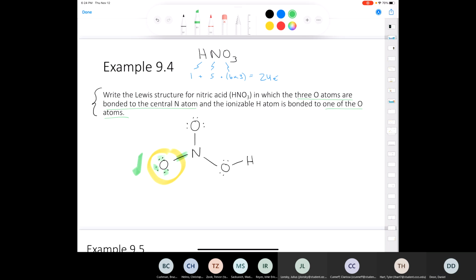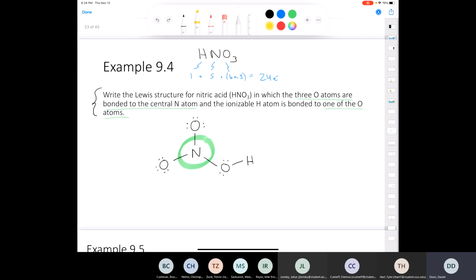It's good. What about this oxygen? It's surrounded by 1, 2, 3, 4, 5, 6, 7, 8 electrons. It's also good. What about this oxygen? It's surrounded by 1, 2, 3, 4, 5, 6, 7, 8. It's also good. So now I've got 3 oxygens, and they're all good. And I already decided that my hydrogen was good. What about my nitrogen? Does it have a complete octet? The answer is no.